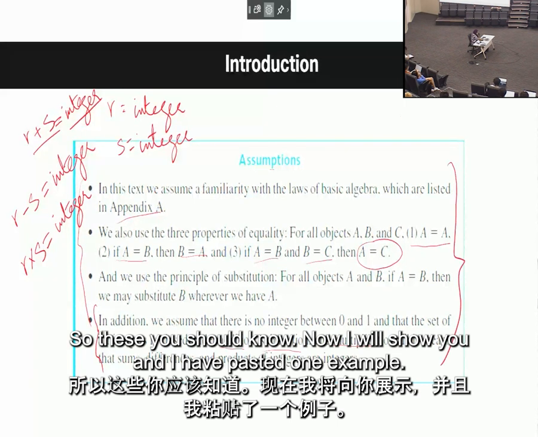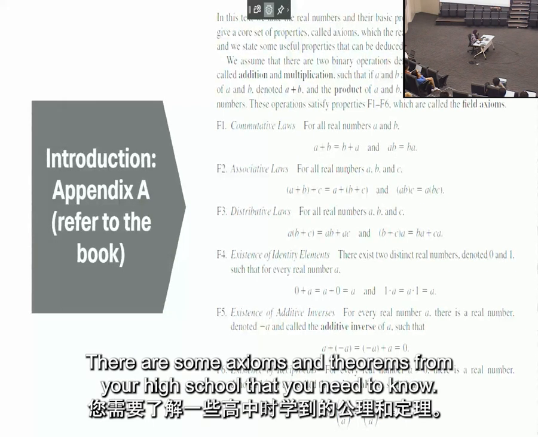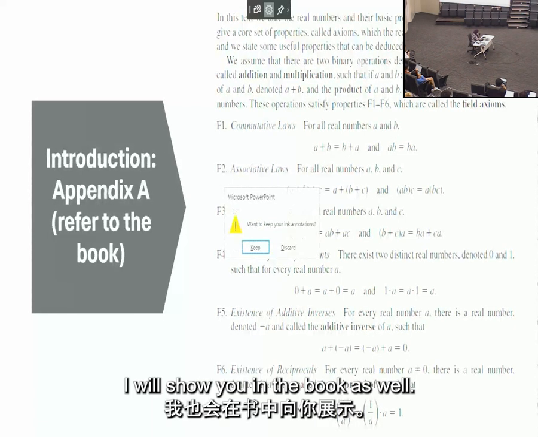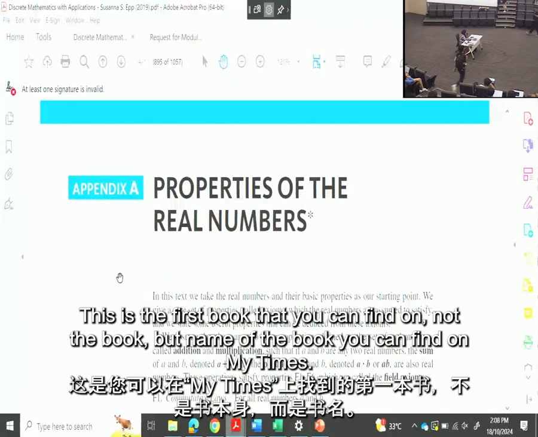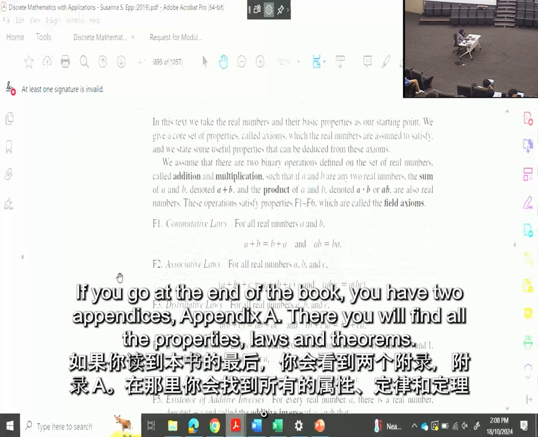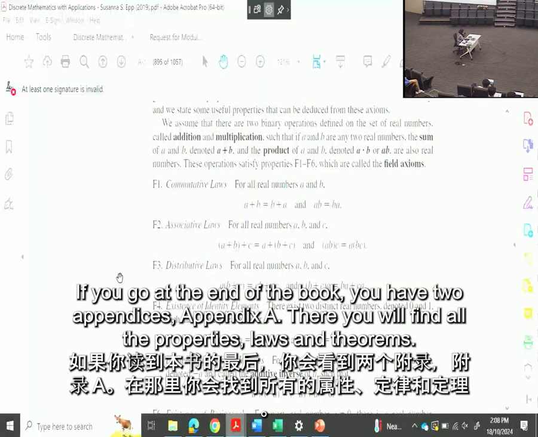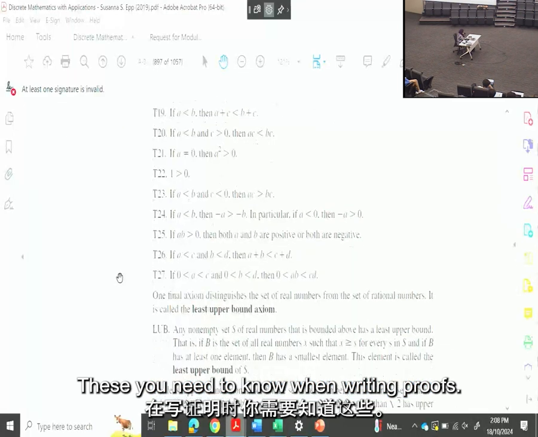Now I will show you, and I have pasted one example. There are some axioms and theorems from your high school, okay, that you need to know. I will show you in the book as well. This is the first book that you can find on, not the book, but name of the book you can find on My Times. If you go at the end of the book, you have two appendices. Appendix A, there you will find all the properties, laws, and theorems, okay? These you need to know when writing proofs.